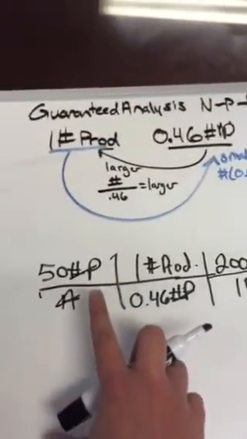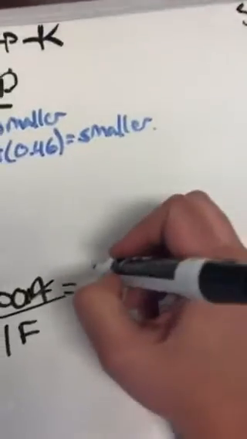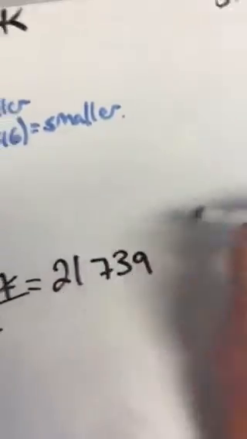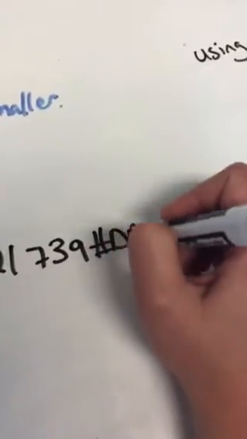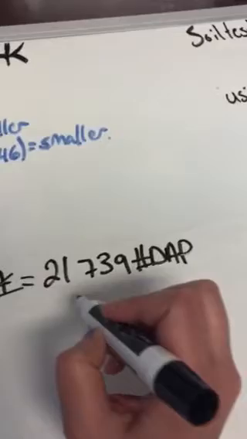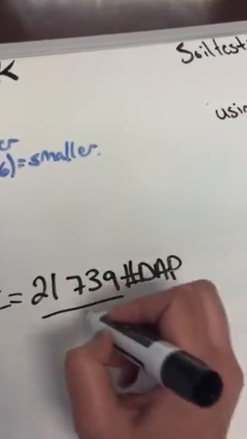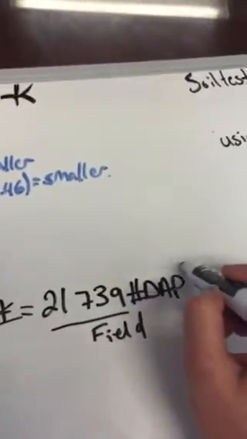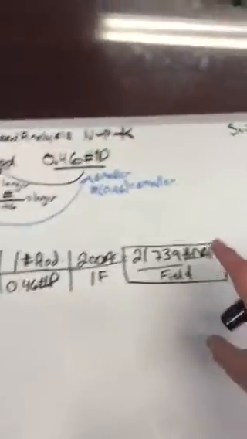Which if you divide this and multiply this, you should get 21,739 pounds of DAP is what we need, okay? Per field. Remember, this is a per field basis. Okay? I'm going to leave it there for now and do the tons at the end, remember? So we'll divide by 2,000 pounds in a ton to give us a ton.